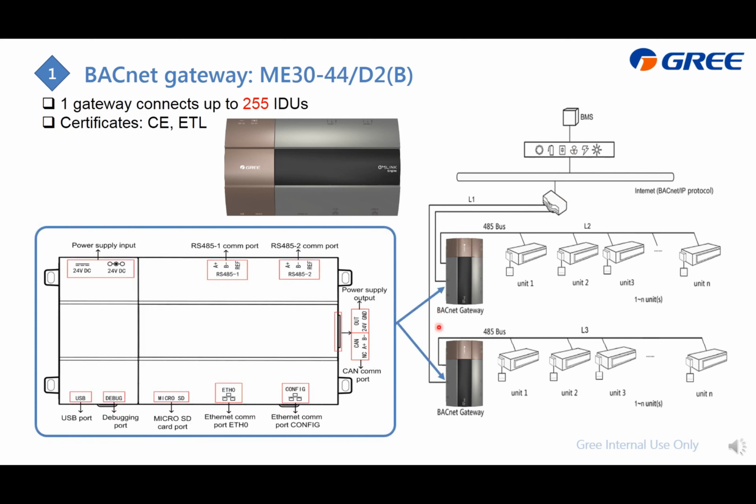And here is the detail. This is the appearance of the gateway. Here is the power supply, and to get the signal from the air conditioner, which is the RS485 Modbus, from here, and output, which is to the PC or the BMS system, just from this ETH0 port. It is an Ethernet cable.